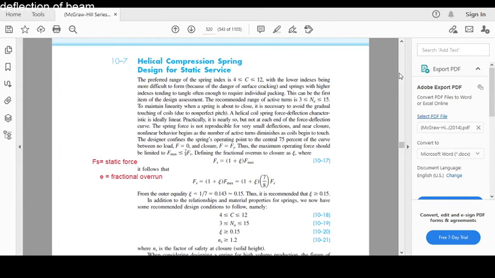Okay, the free spring index is C greater than 4 and less than 12, with lower index being more difficult to form because of danger of surface cracking. Springs with higher index tend to tangle, often enough to require individual packing. So what I mean is that when the size, the height of the spring is small.